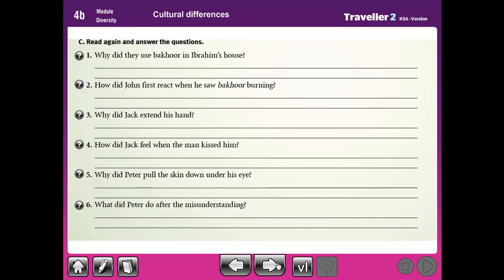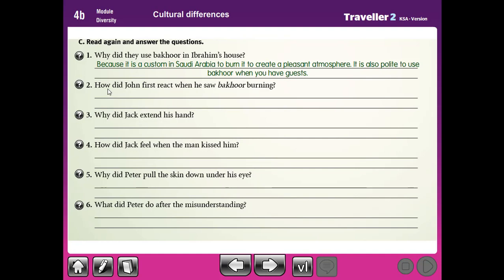That's okay. Now to the questions. The first question we have here is, why did they use bakhur in Ibrahim's house to perfume it, right? And it's a good habit, a good custom here in Saudi. Because it's a custom in Saudi Arabia to burn it, to create a pleasant atmosphere, to create a nice smell in the atmosphere around the house. It's also polite to use bakhur when you have guests, right?